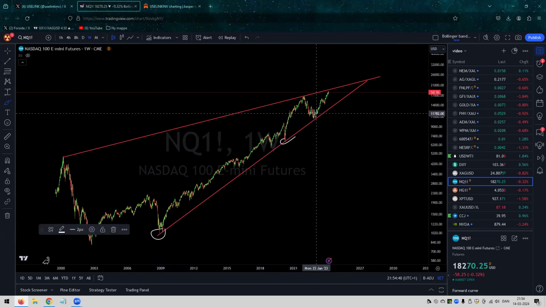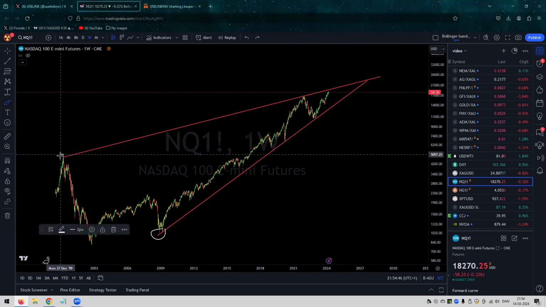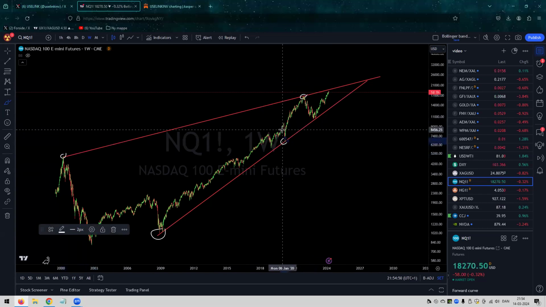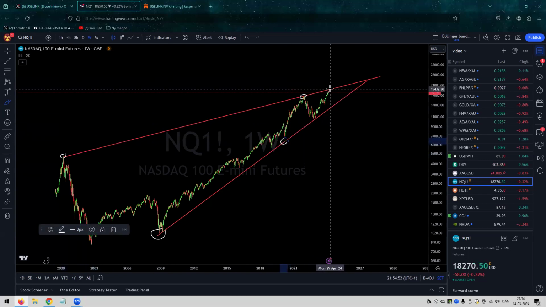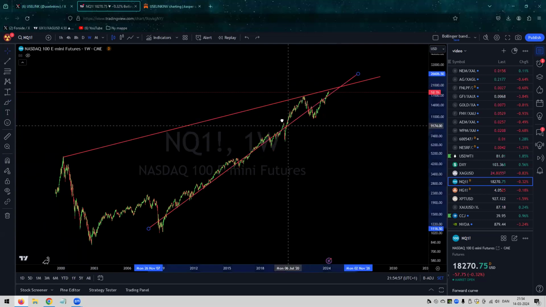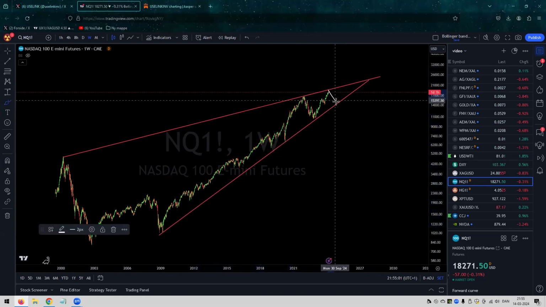And then we have that correction low there in 2023. And now on the other side, the dot-com bubble peak, after we had that major March 2020 low, the peak, and now we're very close again. So let's see what happens. Basically, we have this tiny triangle here.